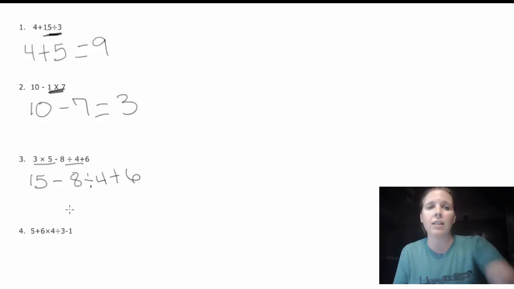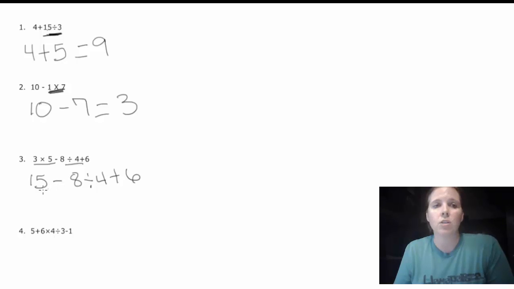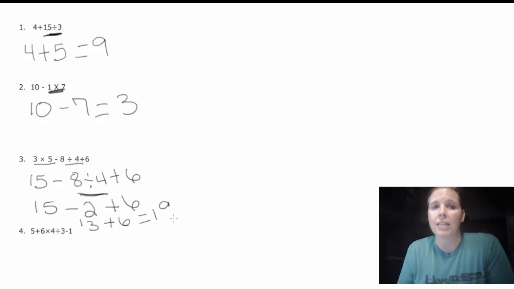Otherwise, you're going to forget that there's a subtraction there or something. Okay, so just go ahead and write it out. So now our next step is this one right here, this 8 divided by 4. So 15, 8 divided by 4 is 2 plus 6. Okay, so now we just have addition and subtraction, so we're just going to go left to right. So 15 minus 2 is 13, plus 6 is going to give you 19.